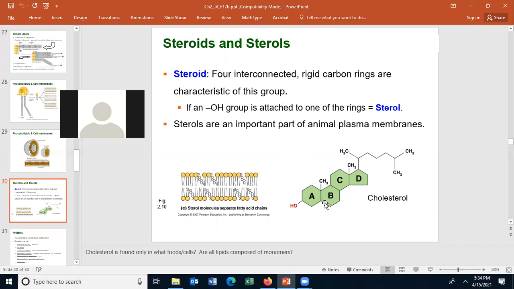Okay? And the lipids are just a little different because some of them are made up of monomers and others are not. But all of the others, the carbohydrates, the proteins, and the nucleic acids, they are all made up of monomers. Okay?